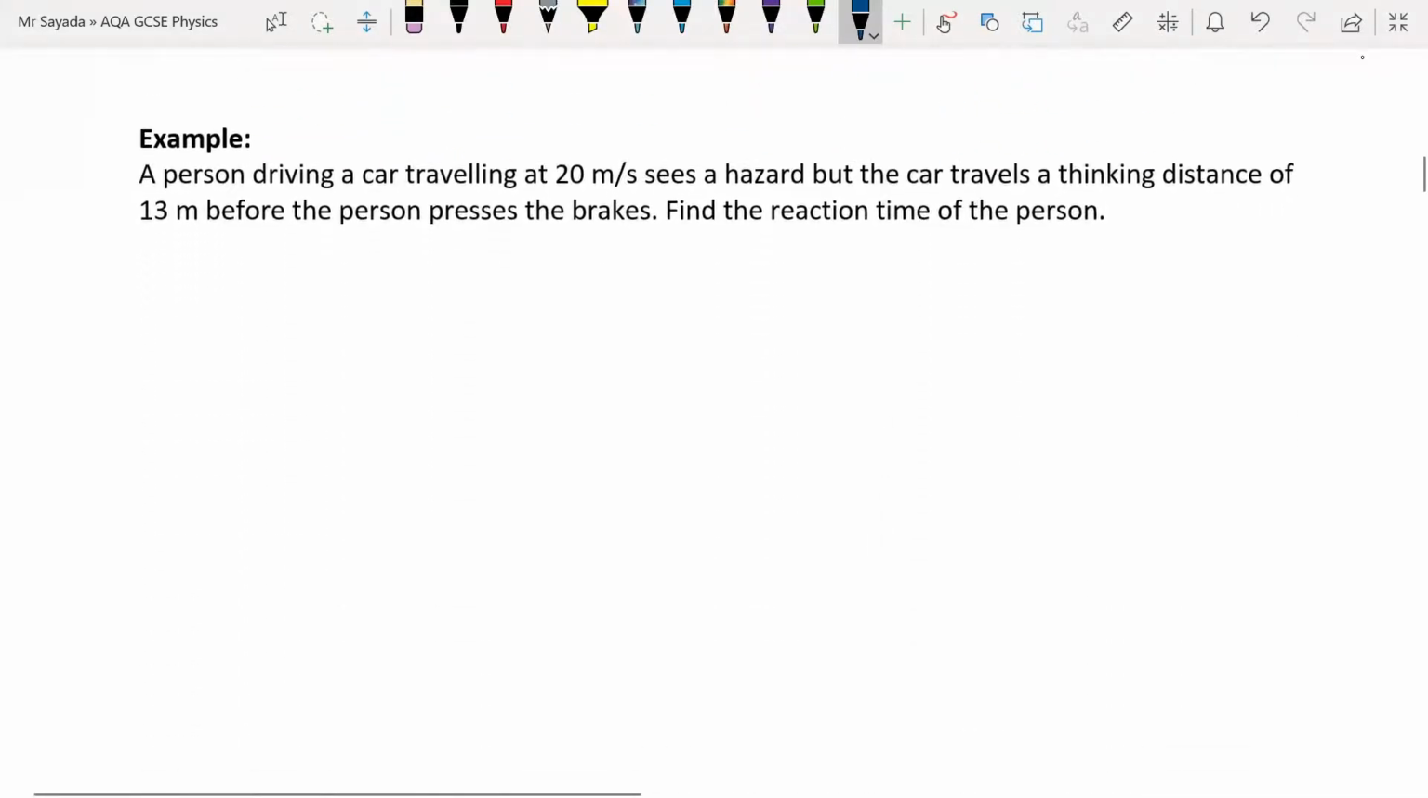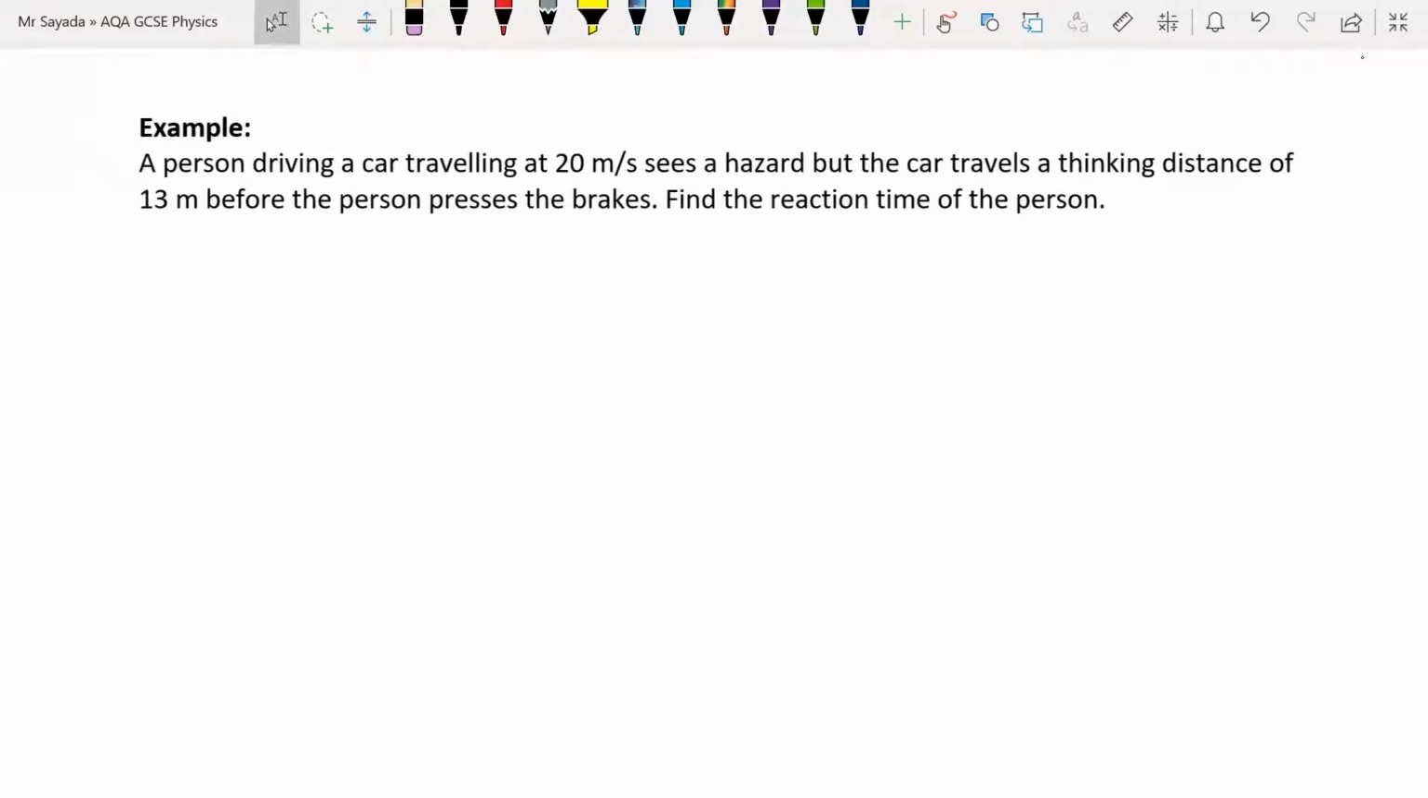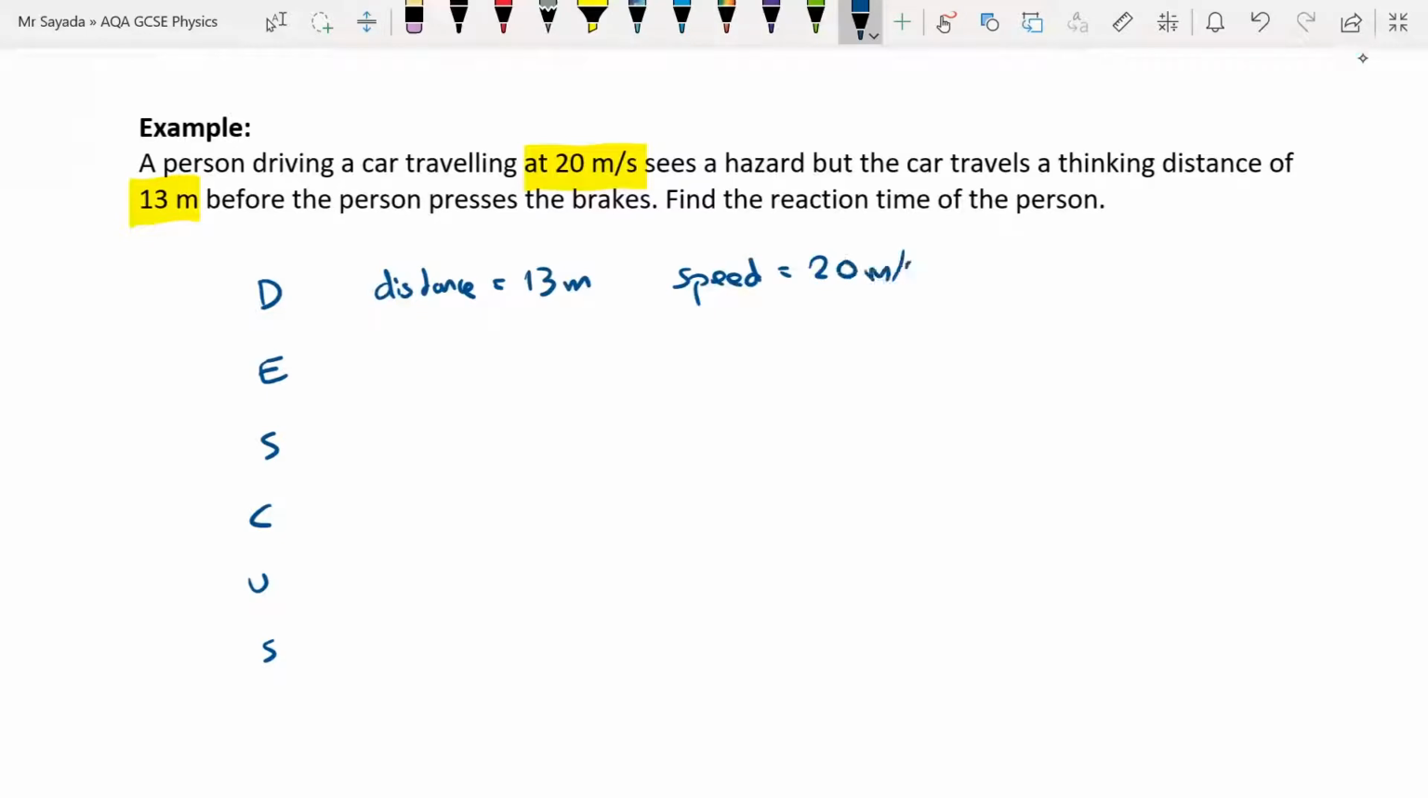Pause the video to read this question. Press play once you've read it. So you should have now read this question. Let's do it together and follow the DESCUS method. Let's start by writing down our data. What do we know? Say your answer to the video now. You should have said that we know the speed and the thinking distance. The distance is 13 meters, and the speed is 20 meters per second. We need to find the reaction time.